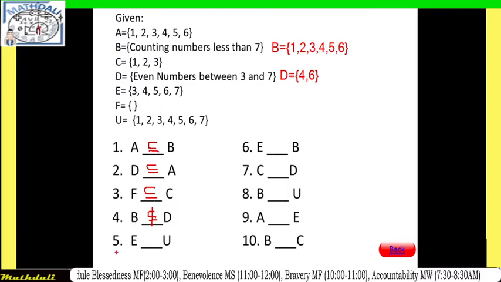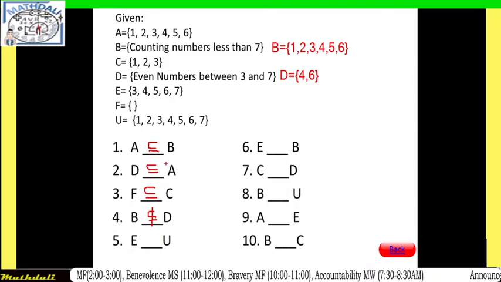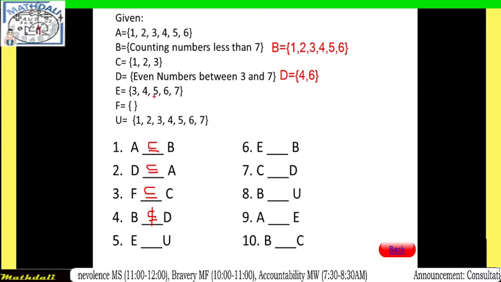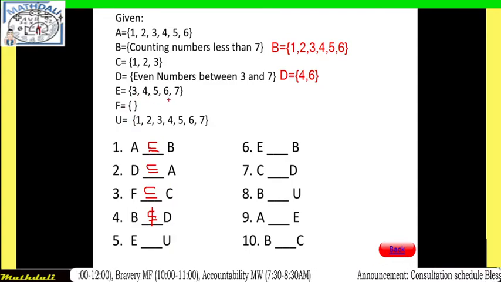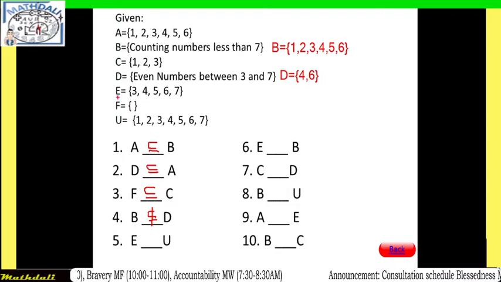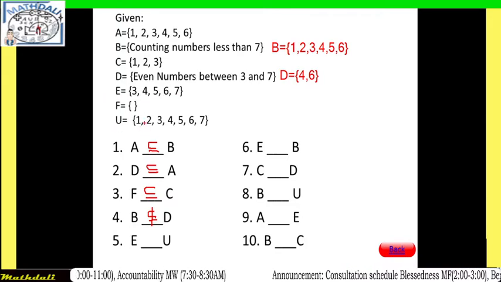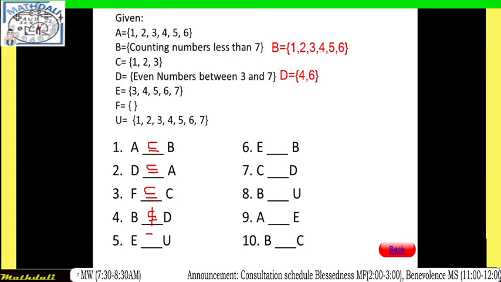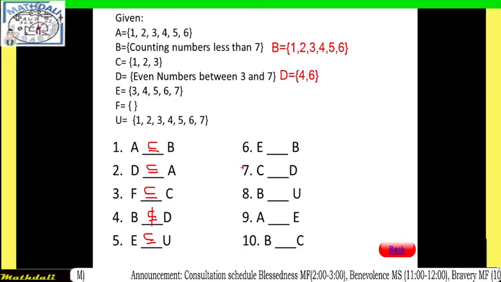Okay, next, number 5. Set E and set U. Ang set E natin, 3, 4, 5, 6, and 7. Itong mga element ba na meron si set E ay makikita sa set U? We have 3, 4, 5, 6, and 7. So nandito rin. So that is a subset. E is a subset of set U.